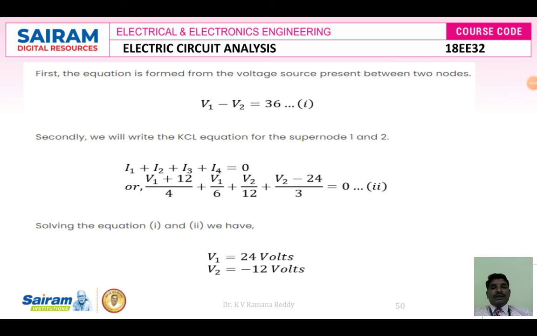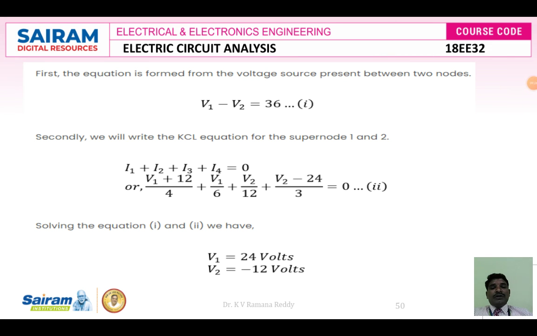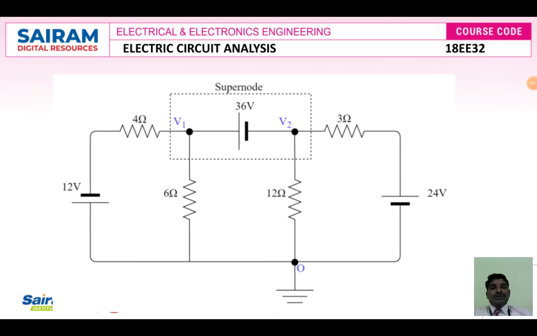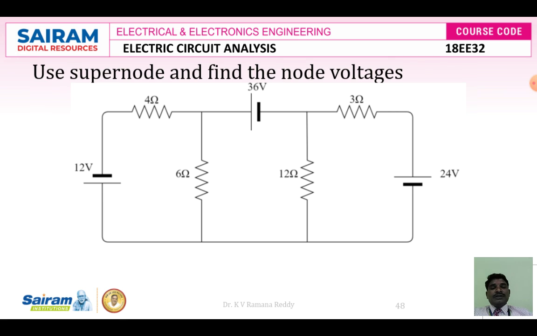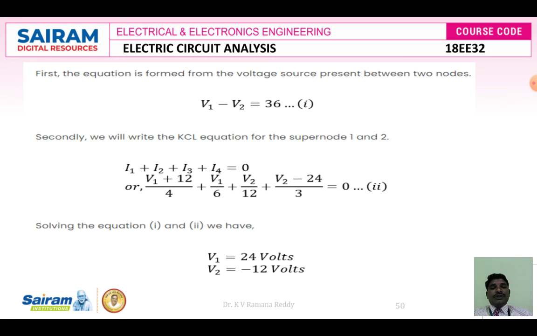In this equation we are going to take V1 and V2 as separate terms and write the equations. After this, if you solve these two equations, V1 minus V2 is equal to 36 and this equation, we get the two unknown nodes V1 is equal to 24 and V2 is equal to minus 12. So now V1 is equal to 24 volts and V2 is equal to minus 12 volts, and here it is solved, finding the two unknown node voltages where we applied the supernode technique to find the solution for the given circuit.